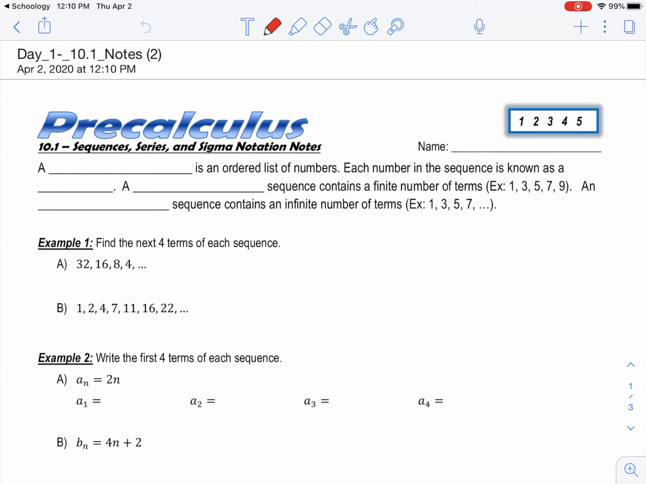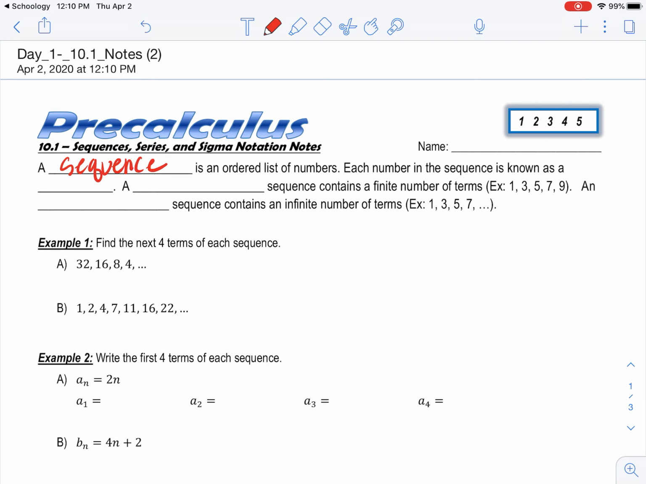Okay, so today we are starting chapter 10, which is sequences and series. So first, let's start with a little vocab here. Our first is the word sequence. A sequence is an ordered list of numbers. So if you look at example 1, A and B, those are sequences. It's a list of numbers.